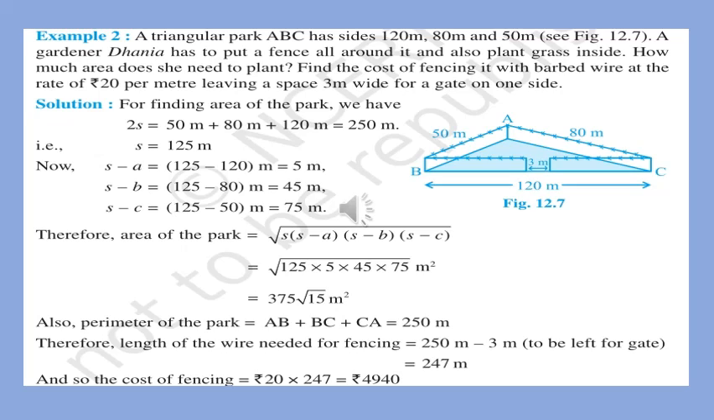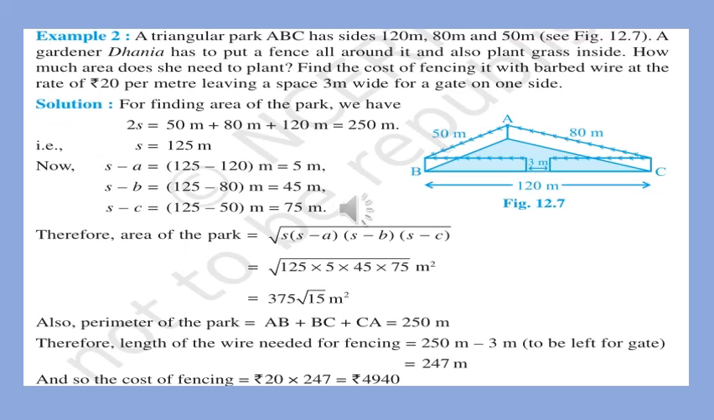So here first we will calculate the area of the triangular park. Just now we have seen how to calculate it. So first find out the perimeter and then the semi-perimeter. We have to add 50, 80 and 120. 250 meter is the perimeter. So the semi-perimeter is what? 125 meter.